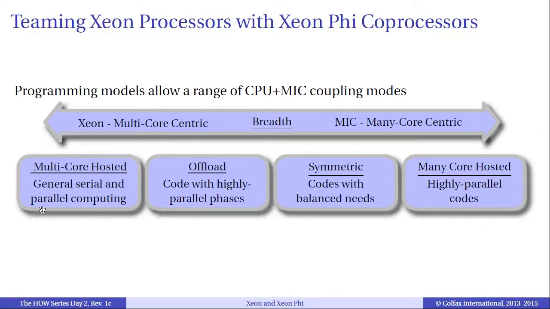But some applications have serial parts or parts with a lot of file I/O, while other parts are highly parallel. This is when the offload model becomes useful, because you will run the application on the host and parts of it will be pushed over to the Xeon Phi. But there may be cases when the entire application is highly parallel. Then you can either use Xeon and Xeon Phi in a symmetric heterogeneous mode, where the same code runs on Xeon and on Xeon Phi, but they process different data sets. Or you can forget that you have the CPU and run everything on Xeon Phi. This is the many core hosted case.